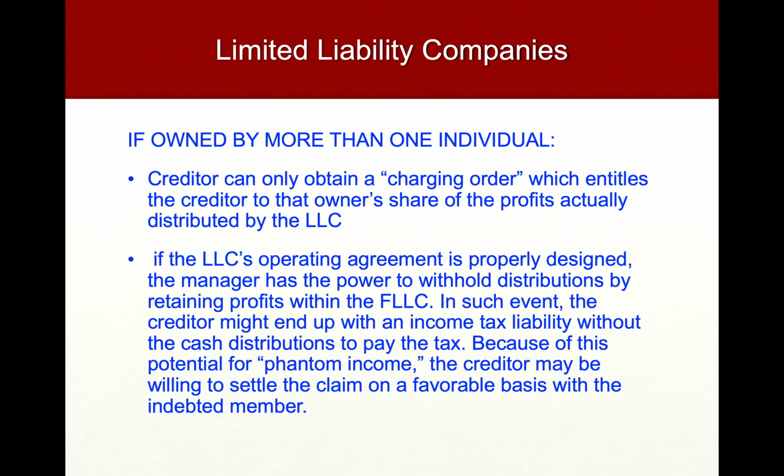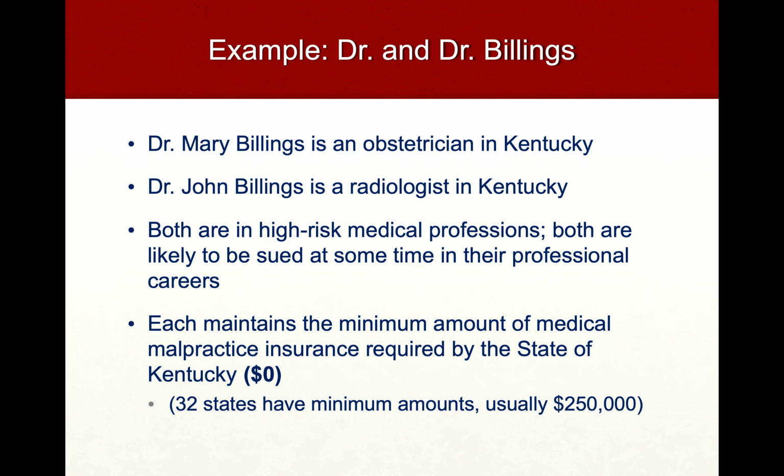It's not unusual, for example, to see farms put in limited liability companies. So here's an example, Dr. Mary and Dr. John Billings. They're both doctors. Mary is an obstetrician in Kentucky, and John is a radiologist. Now, they're both in very high-risk professions. Both of these types of doctors tend to have malpractice claims against them because a radiologist, for example, is reading many different types of x-rays and other screens every day, and if they don't spot something, quite often there'll be a malpractice claim. An obstetrician is a very high risk type of practice. So they're likely to be sued.